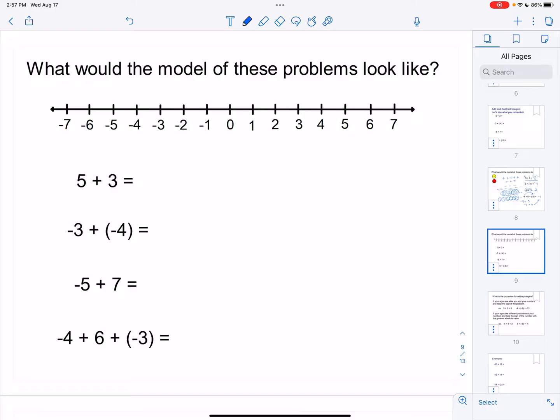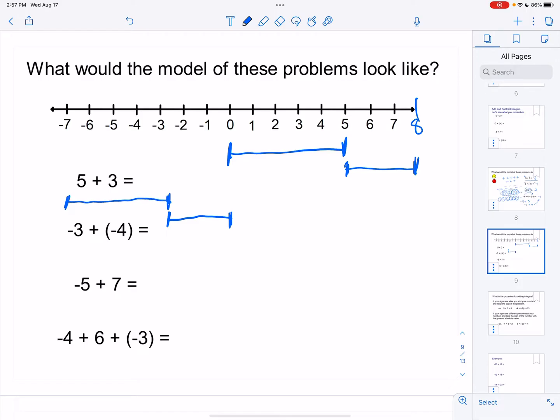Now, if you were to look at these in terms of a number line, we're doing the same exact thing. It's just we look for directions. If I had this 5 plus 3, that means on this number line, I'm going to go out 5, and then I'm going to go out 3 more. And where would I end up? I'd end up at 8. If I had the -3 and the -4, that means I'm going to go left 3, and then go left 4 more, which will get me to the -7. Now, if I have -5 plus 7, that means I'm going to go left 5, and then I'm going to go right 7, which gets me to that 2 on this number line up here. So that's how we model that using a number line.